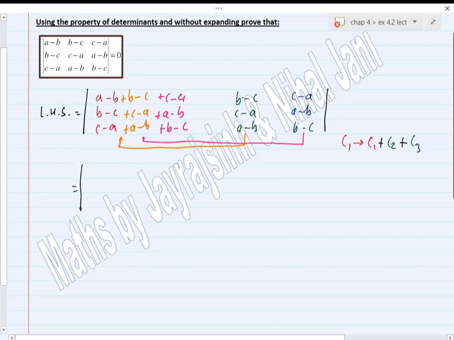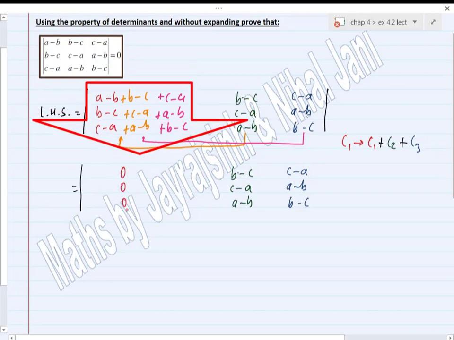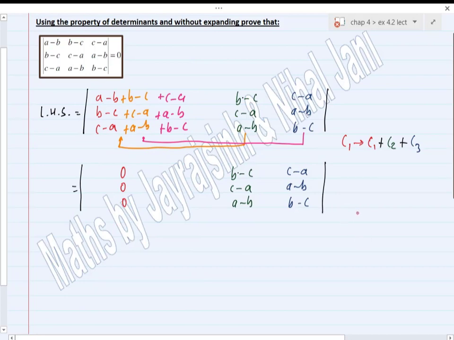So in this operation, our second and third column will be as it is, and your first column will be A, B, B and C, C cancel out, so it will be 0, same as 0 and 0. So here our entire first column is 0. So we can say the value of determinant will be 0. This is your required right hand side. Ta-da!